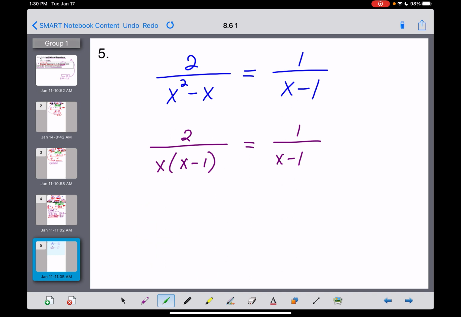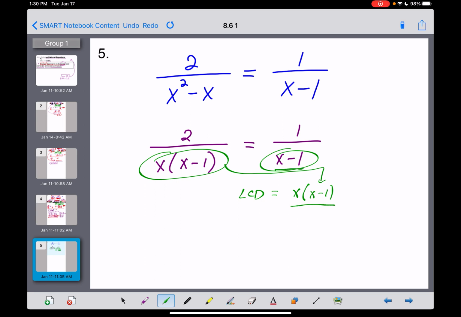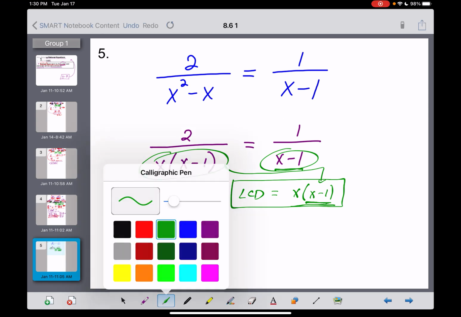So now, time to build the LCD. You start with the entire first denominator, in factored form preferably, so it's x multiplied by x minus 1. Whatever was written right here, I was automatically going to put it right there. Then you go to the second denominator here, and you put whatever factor you don't already have here, you tack on to the end. Well, the only factor here is x minus 1, and we already have an x minus 1. So we're done, guys. That is the LCD.